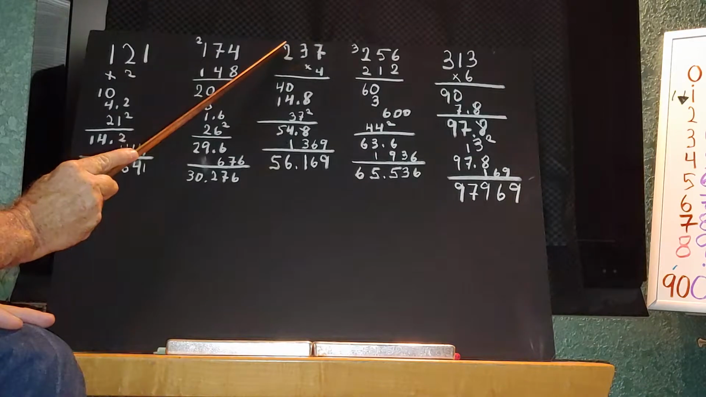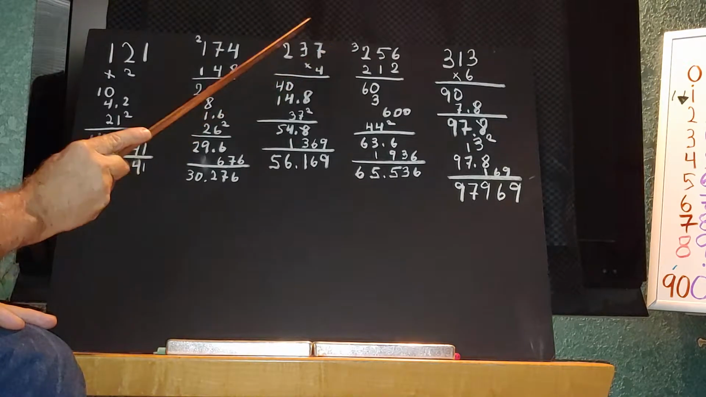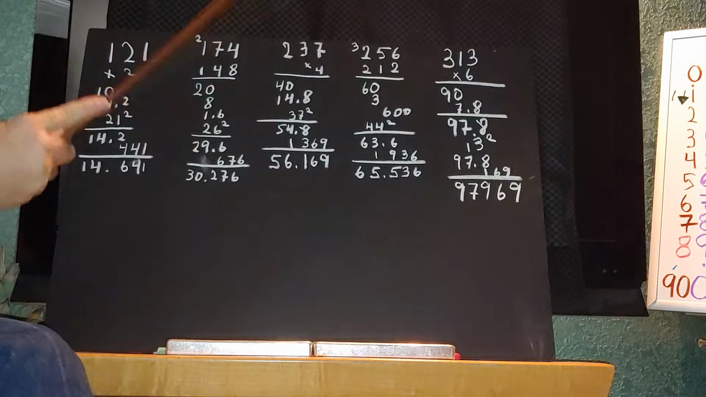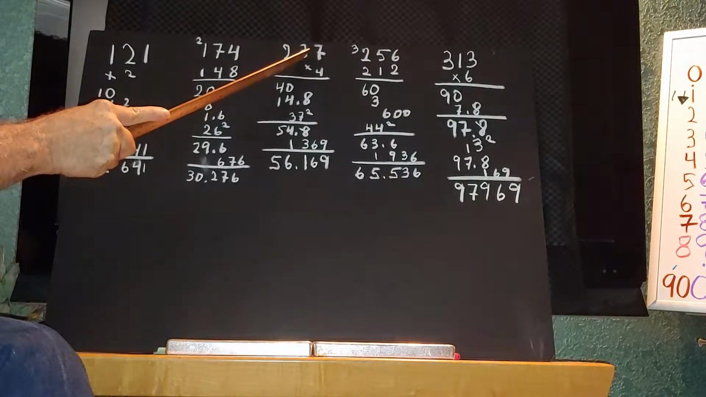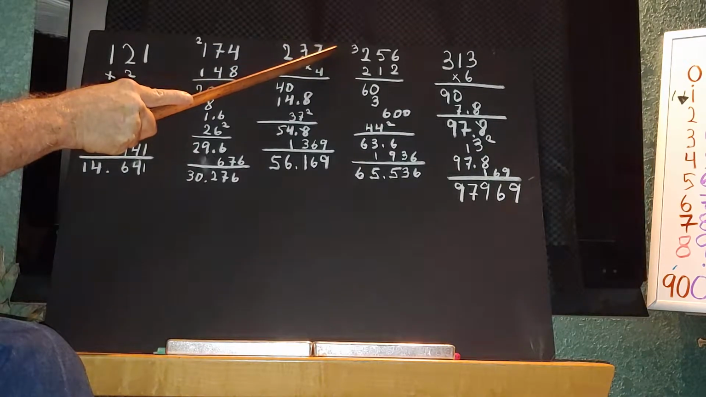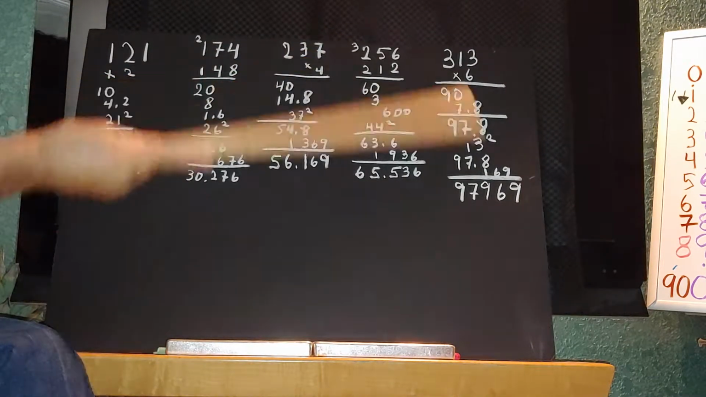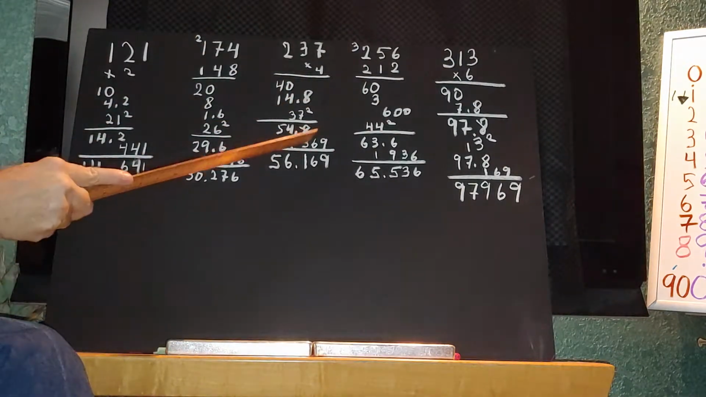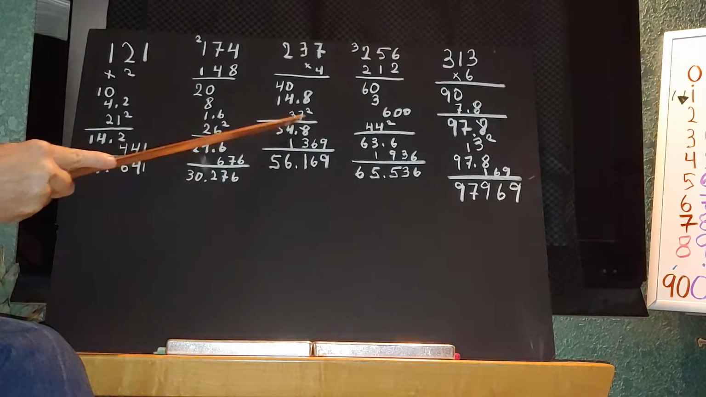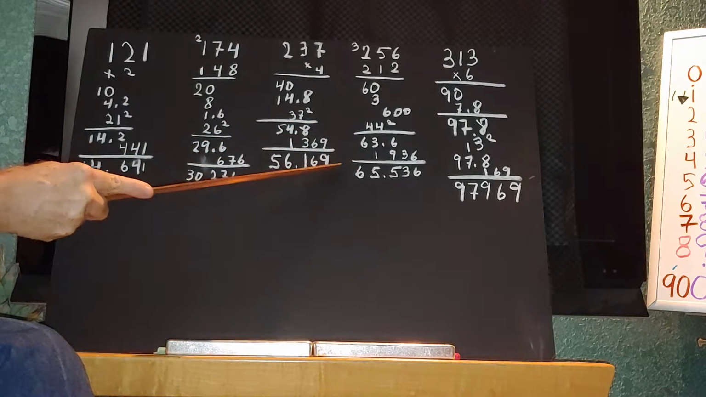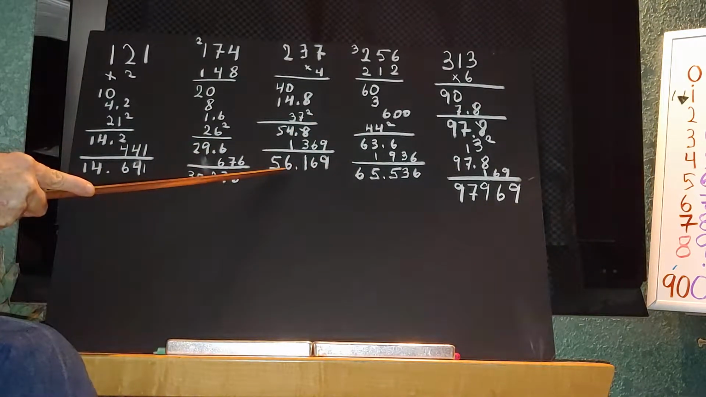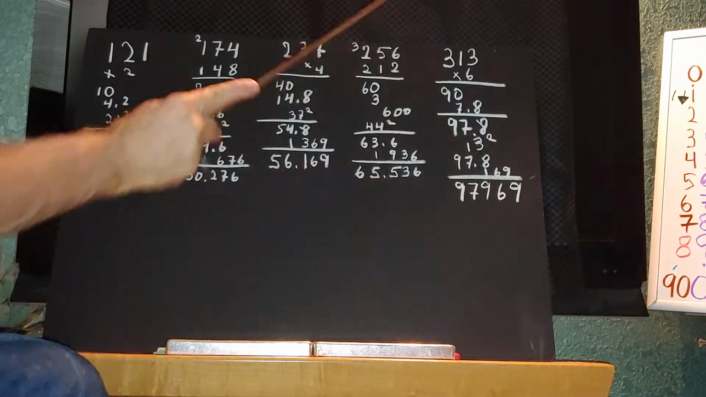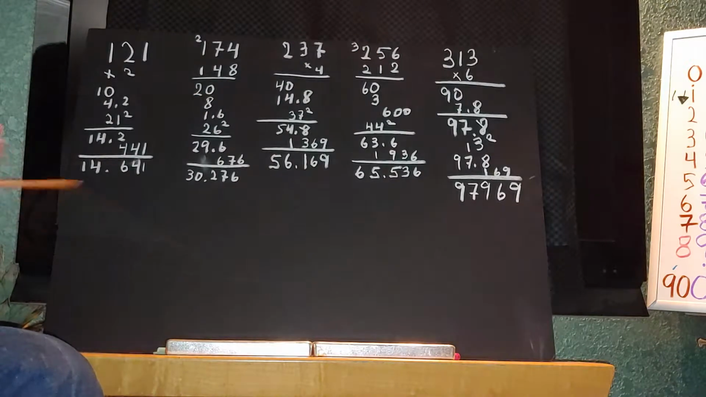237. Since it's a 2, we're going to do it by 4. 4 times 37, well, that's 148. And you do it really like this. 4 times 30 is 120. 4 times 7, 28. 120, 28, 148, 14.8. 37 squared is 1369. 54.8 and 1369, 56,169.